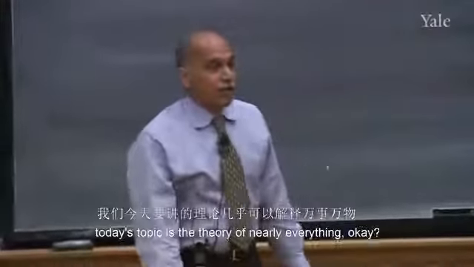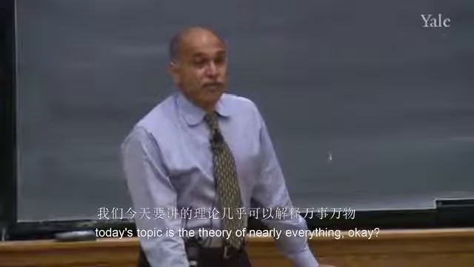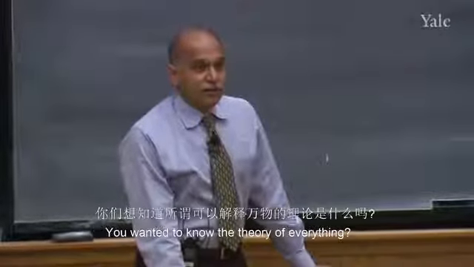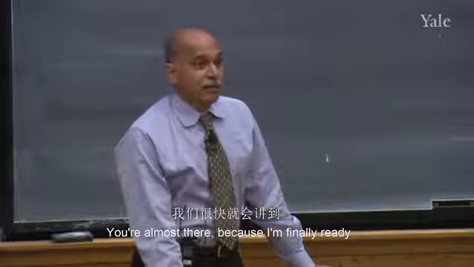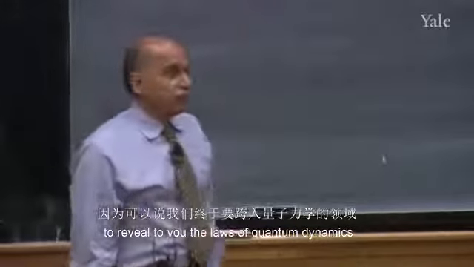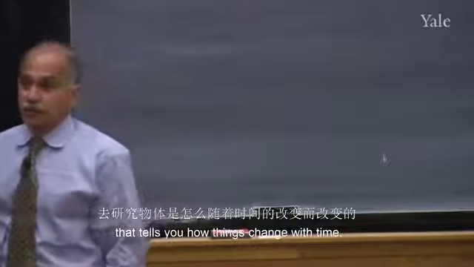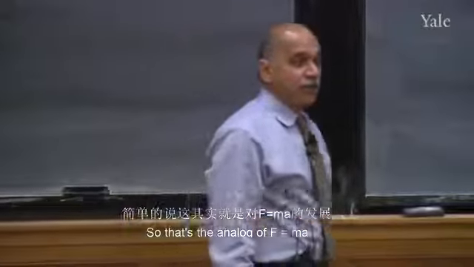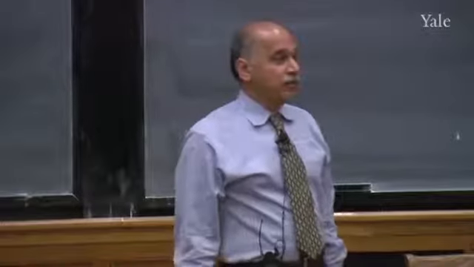All right, today's topic is the theory of nearly everything. Okay, you wanted to know theory of everything, you're almost there. Because I'm finally ready to reveal to you the laws of quantum dynamics that tells you how things change with time. So that's the analog of F equals ma. And that's called the Schrödinger equation.